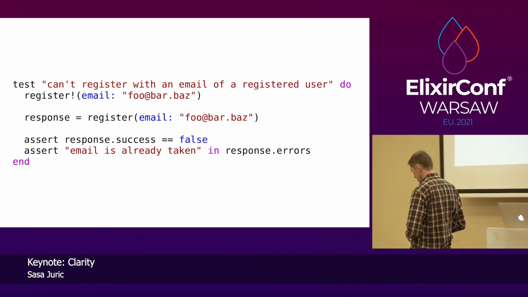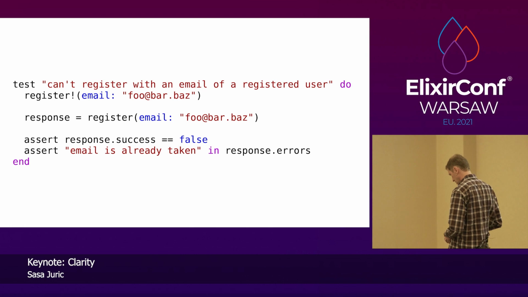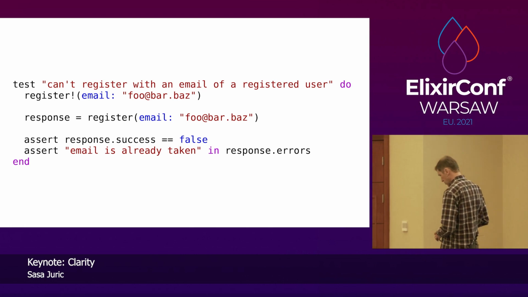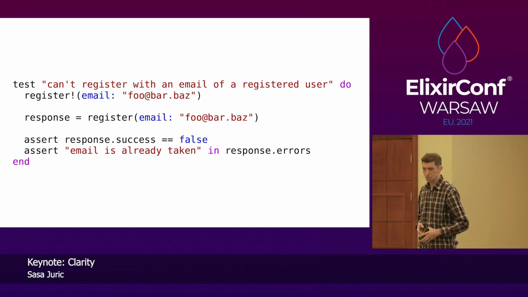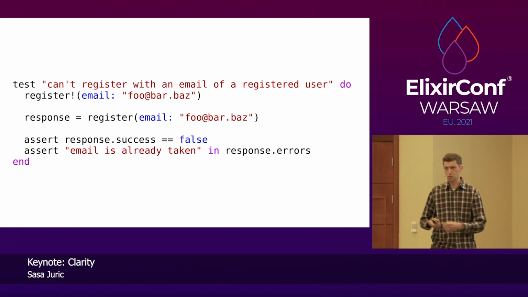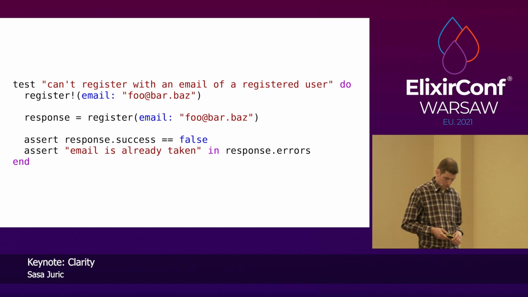And so with all that in place, we end up with a nice BDD-like given-when-then test. Given a user registered with some email, when another user tries to register with that same email, then the operation will fail with the following error.